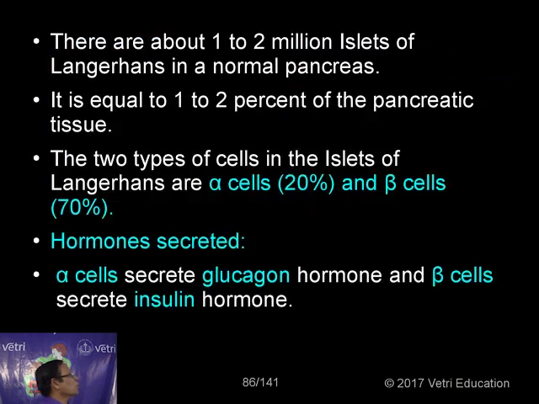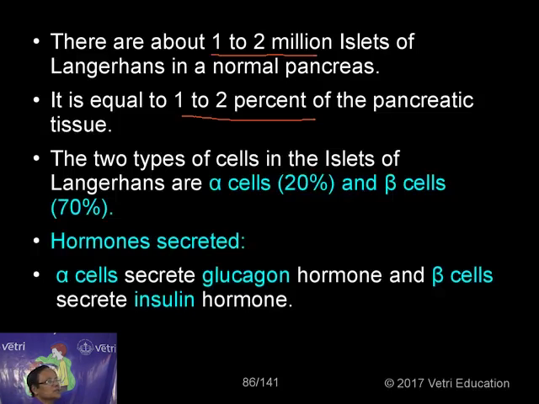Now I mentioned there are about 1 to 2 million islets of Langerhans. They constitute nearly 1 to 2% of the total pancreatic mass. Number of islets: 1 to 2 million. Their actual contribution is 1 to 2% of the total pancreas. I mentioned there are two major types of cells.